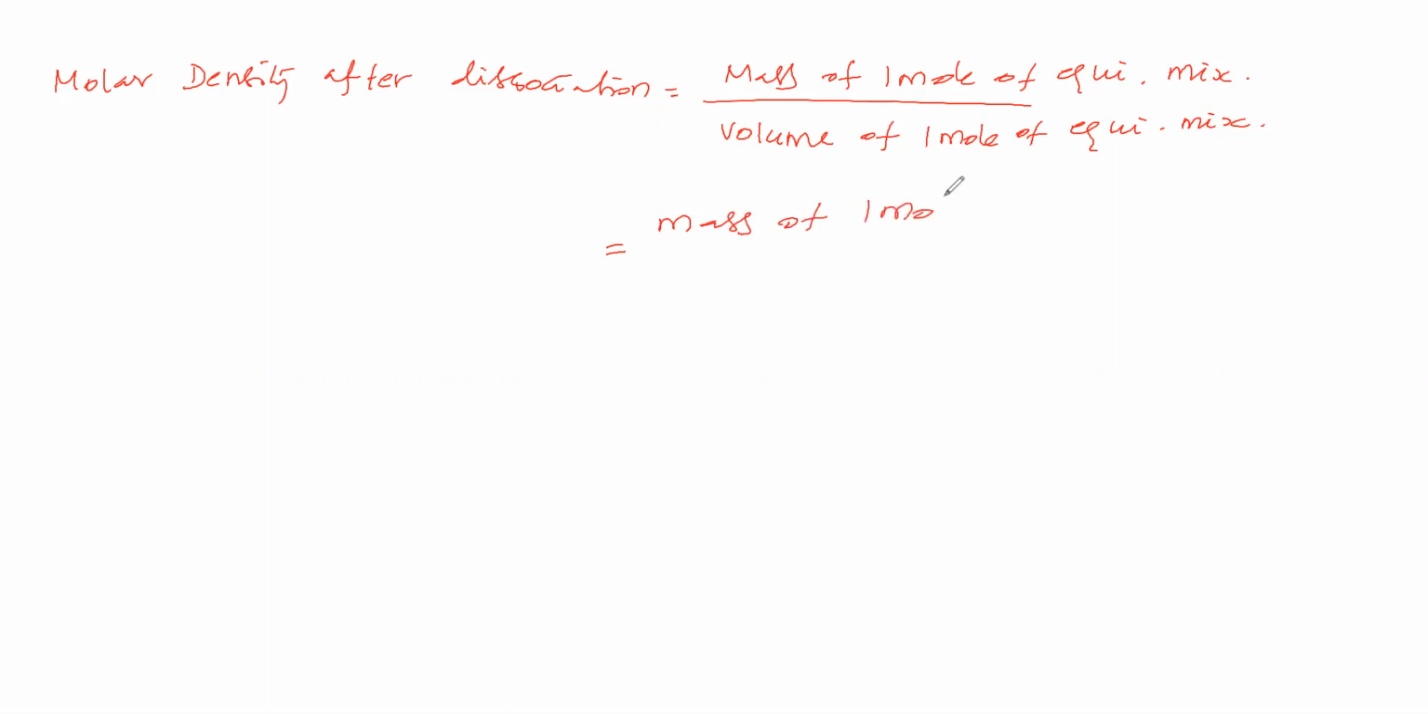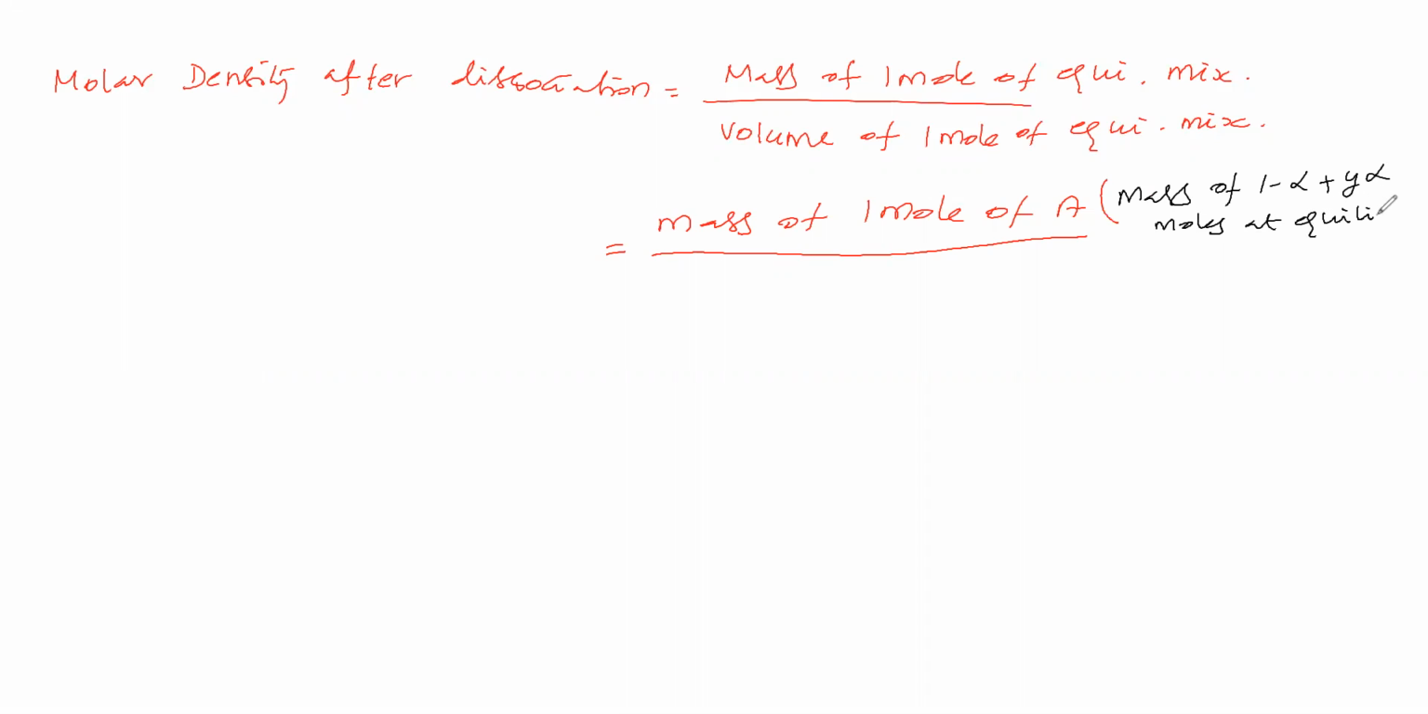Now, instead of writing like this, in the numerator I will write mass of 1 mole of A. Mass of 1 mole of A I have taken. This is nothing but what in the sense? Mass of 1 mole of A. What is the meaning of that in the sense? Mass of 1 minus alpha plus Y alpha moles at equilibrium. At equilibrium. Okay, that is the meaning.